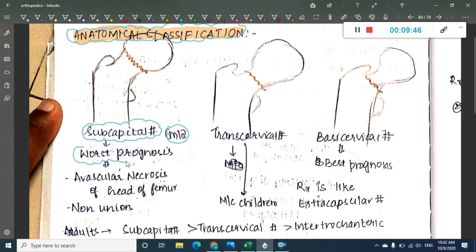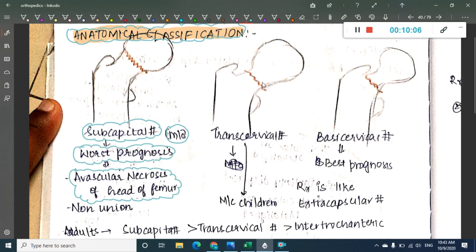And this subcapital fracture has the worst prognosis among the different types. Okay, why does it have the worst prognosis? Because it will result in avascular necrosis of the head of femur. So because it results in avascular necrosis of the head of femur, it has the worst prognosis. Okay, that is the anatomical classification.